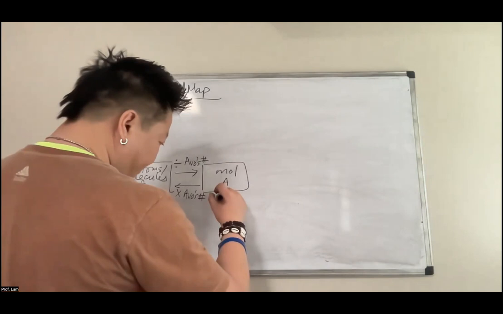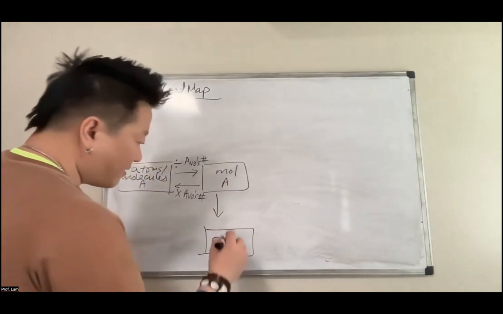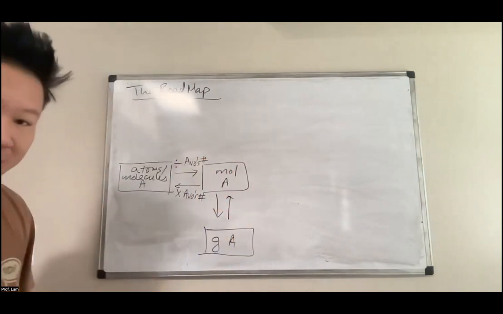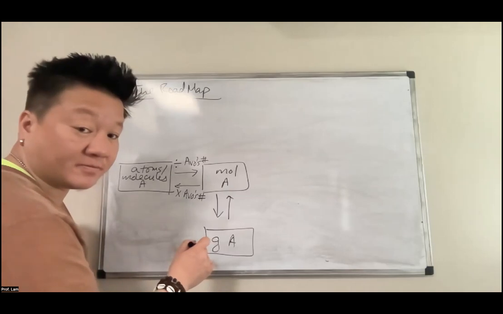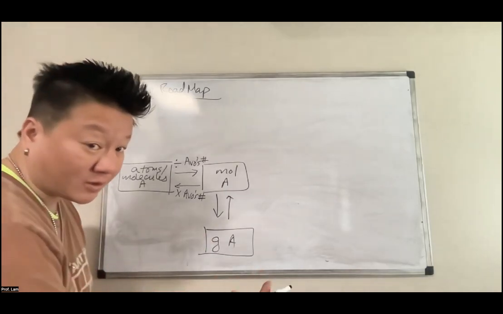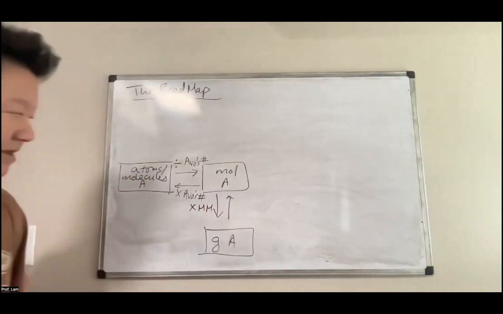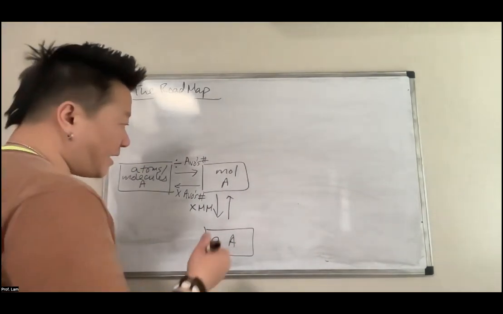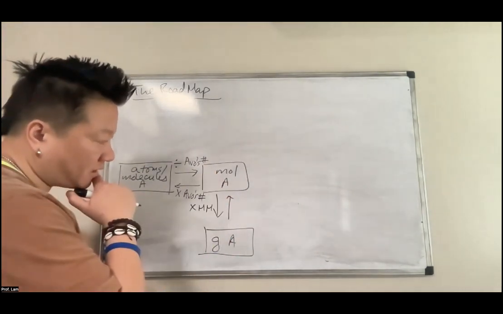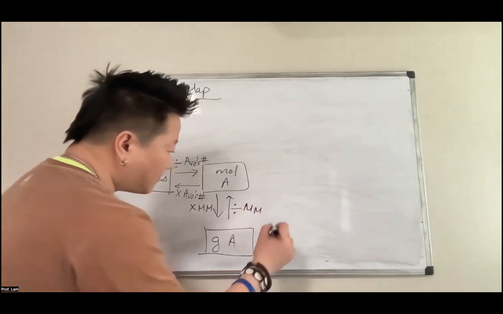And then you can go to grams from mole, grams of A, or back. So how do you go from mole to gram? Of course, you need a molar mass. You multiply by molar mass. From now on, when you see me write big M, that's molar mass. From gram to mole, you're going to divide by the molar mass of A.